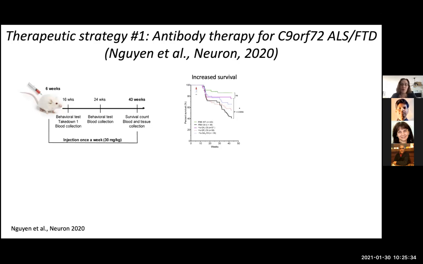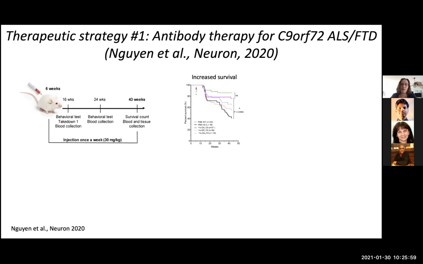And we used 3 different experimental antibodies, 2 that target the GA protein and 1 that targets the GP protein. And we used chimeric versions of these antibodies so that chronic treatment of the mice would not cause an adverse immune reaction.